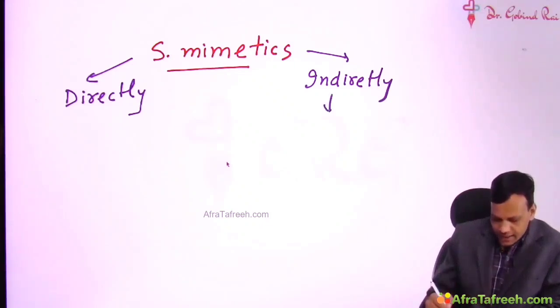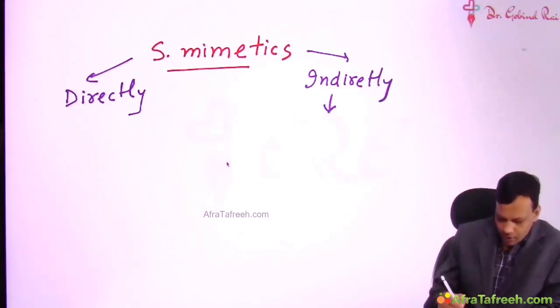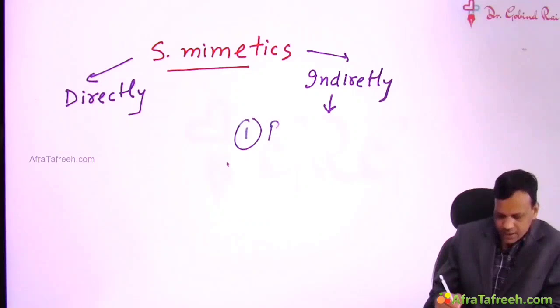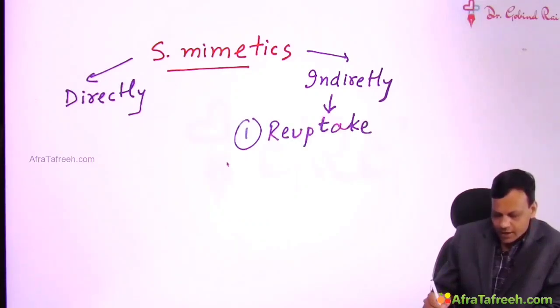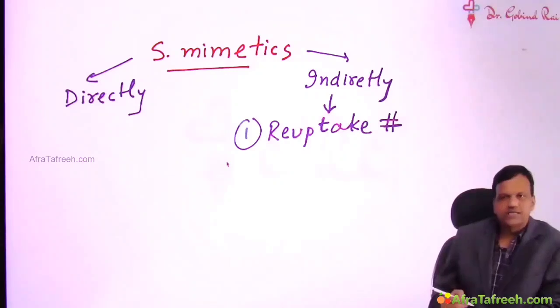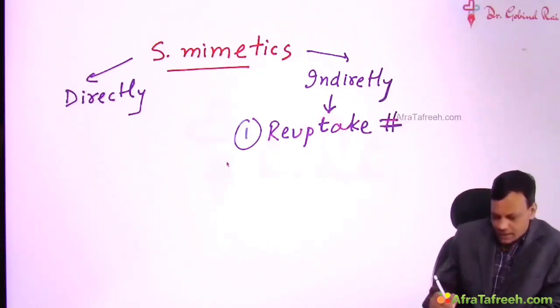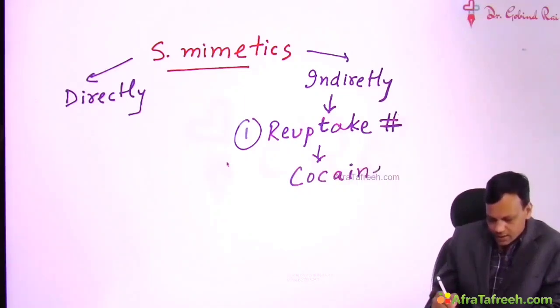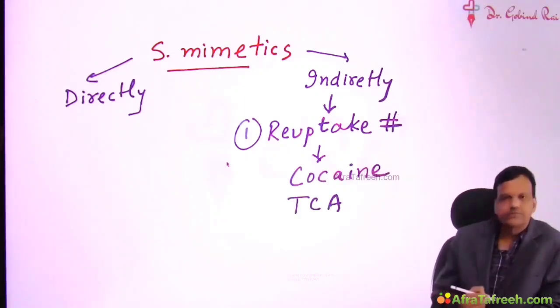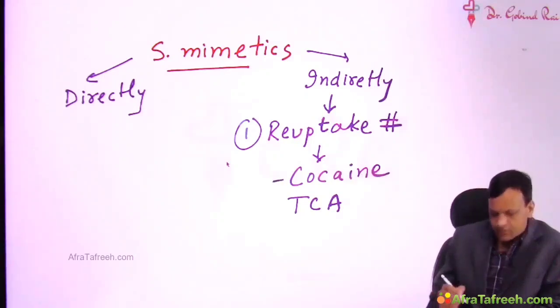Directly acting will stimulate any of those receptors, alpha 1, alpha 2, beta 1, beta 2. Whereas indirectly acting drugs are of two main types. One we already discussed, the drugs which can inhibit the reuptake. If a drug inhibits the reuptake of noradrenaline, it will increase sympathetic activity. And the main drug which acts by inhibiting the reuptake of noradrenaline is cocaine. Another drug is tricyclic antidepressants. These drugs will be covered later on. Cocaine will be covered in anesthesia, and tricyclic antidepressants will be covered in CNS.